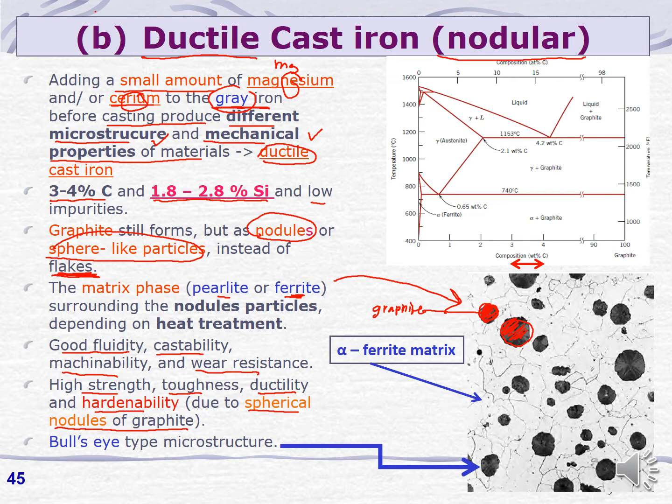And this graphite phase, because of the nodular shape, gives the microstructure of the ductile cast iron, also called a bullseye type microstructure. So this graphite looks like a bullseye type microstructure.